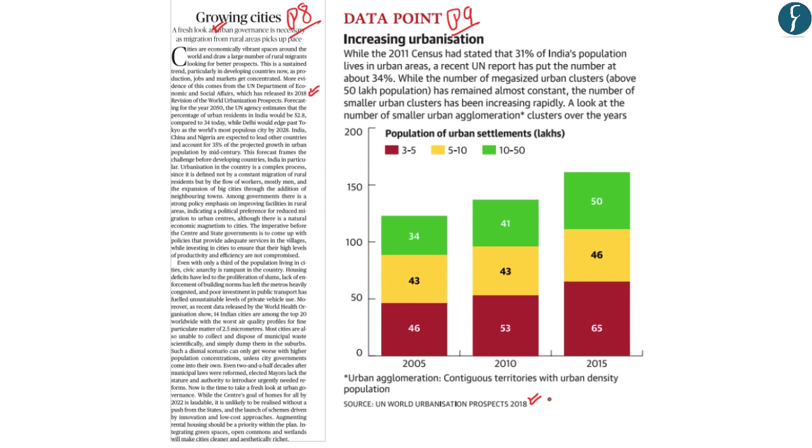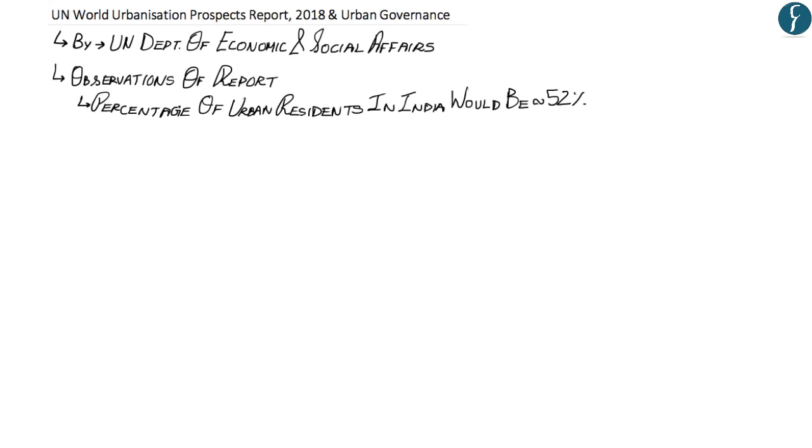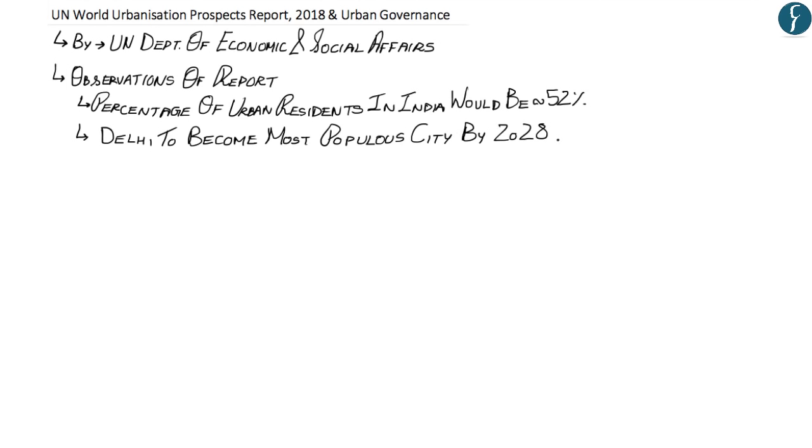Now let us first understand about the UN World Urbanization Prospects Report of 2018. The report is given by the UN Department of Economic and Social Affairs, wherein the report has made several observations. The first observation is that the percentage of urban residents in India would be 52% as compared to the current 34%. The second observation is that Delhi would become the most populous city by 2028 and thereby would overtake the current most populous city of Tokyo, Japan.